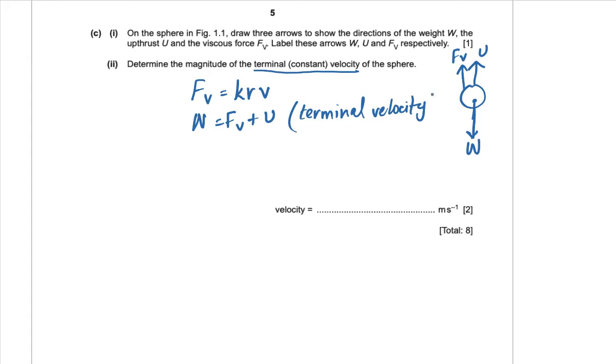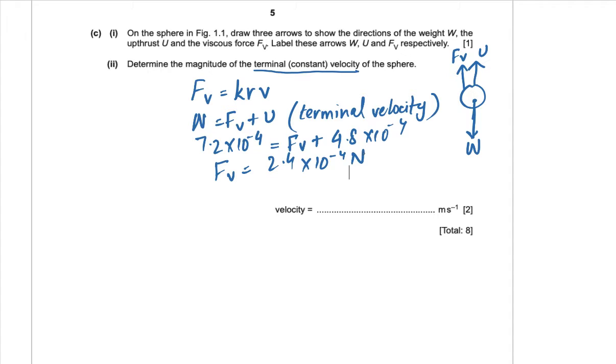Now, in order for us to calculate the value for the viscous force, we are going to take the weight, which is equal to 7.2 into 10 to the power of 4. This was given to us on the last page, and this remains there, plus the upthrust has a magnitude of 4.8 into 10 to the power of negative 4. Now you have got your viscous force, which is equal to 2.4 into 10 to the power of negative 4 newtons. Now you substitute that in your formula.